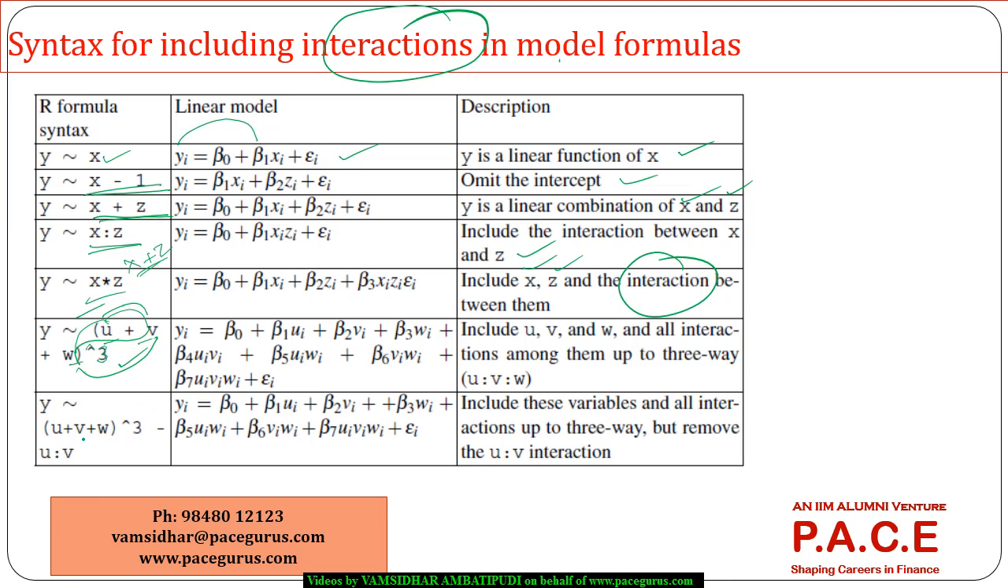But if I put u plus v plus w raised to the power 3 minus uv, then I am not looking at the uv interaction term, but all other interactions I am typically looking at. So these are the different ways in which I can include different kinds of interaction terms as a part of my model formula.